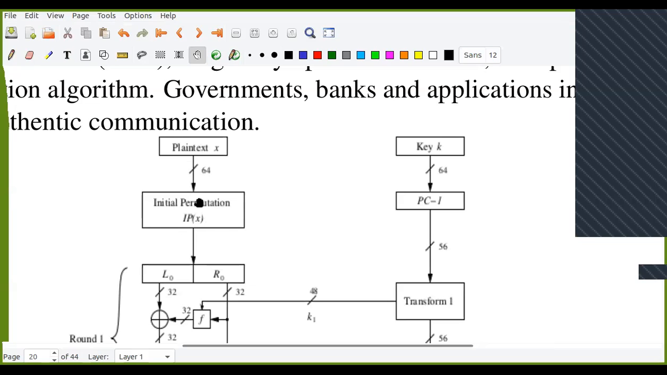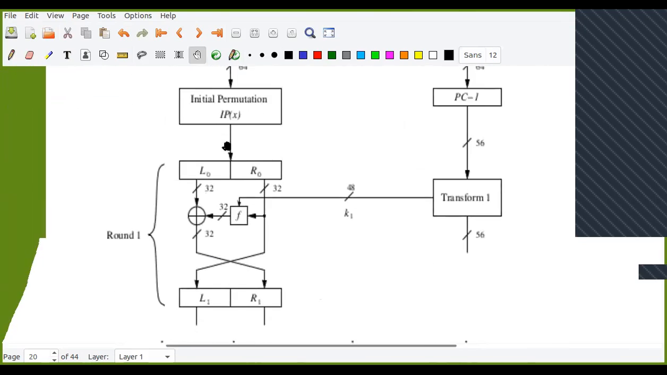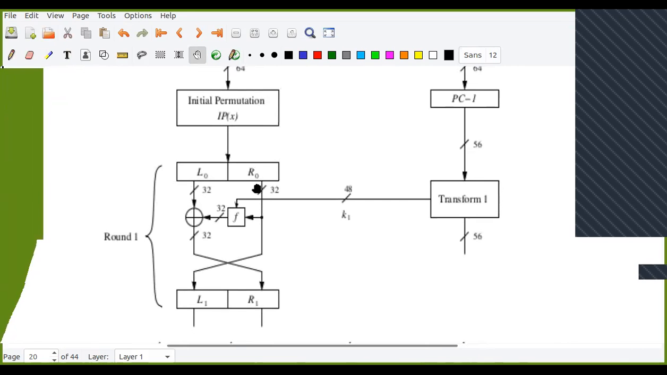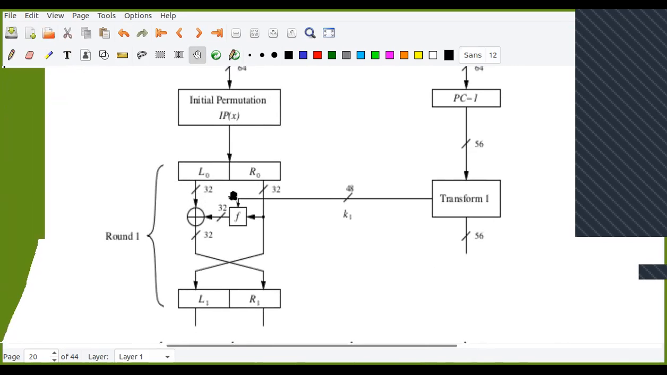So plain text X, and then we have 64 bits. And we have the initial permutation. I told you, right? We do some initial permutation to X, IP of X. Then we have left L0 and R0. L0 is 32, R0 is 32. So this R0 goes as it is to L1, round 1. Are you able to see that? Now this L0 part, 32, comes here. But this R0 again goes here and does some function.